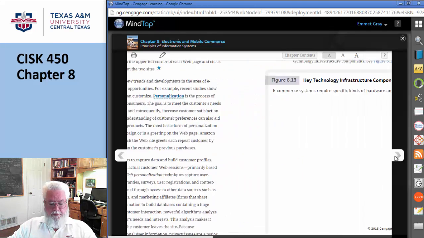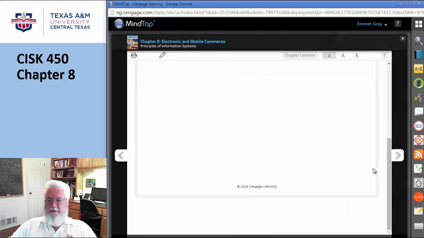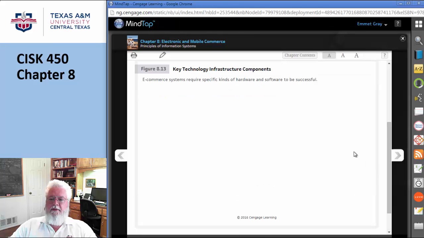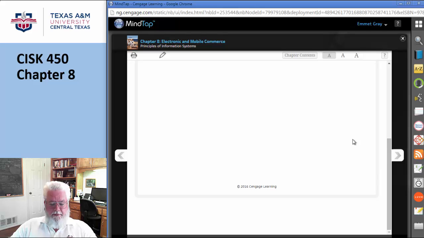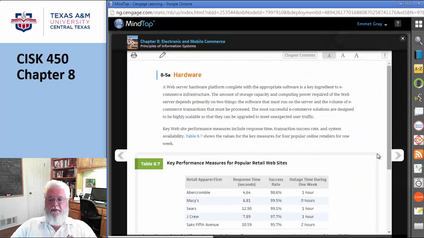Okay, moving right along. Next, I talk about the technology that's required to make all this work. There's a figure, Figure 8.13 on page 393, that basically talks about the hardware layer, and then the software layer, and then a web service, and then the e-commerce. So let's just talk about what each one of these pieces are.